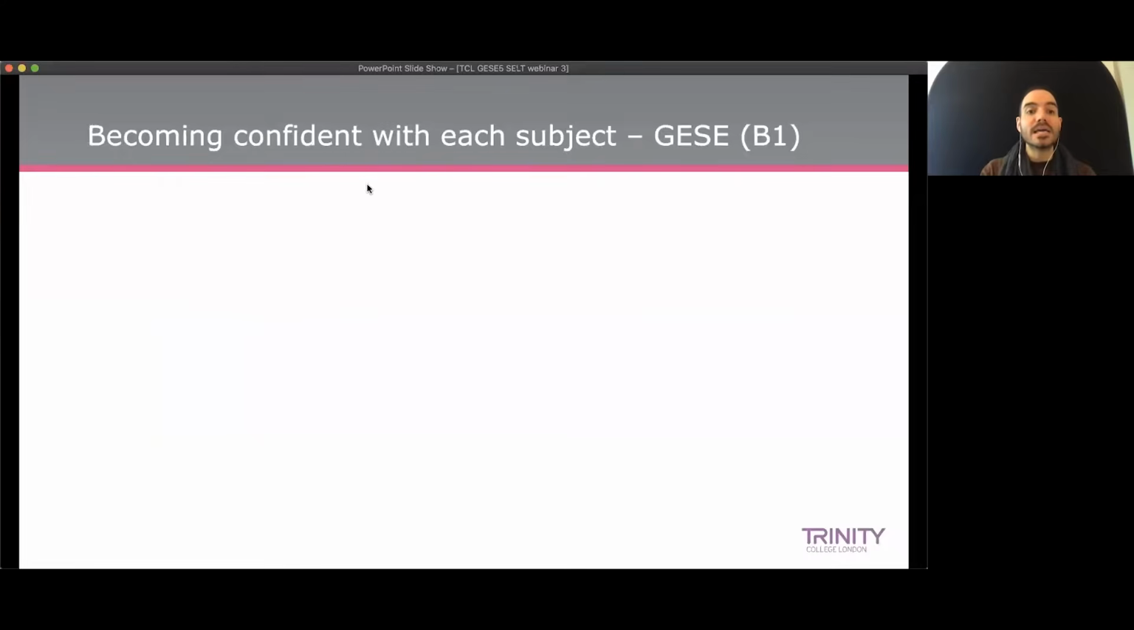So how do we become confident? What can we do to help ourselves feel comfortable with any subject so that when we go to the exam, we don't feel stressed, we don't feel nervous, and we are ready to discuss with the examiner any subject at all. And I can see some ideas coming in the chat box.